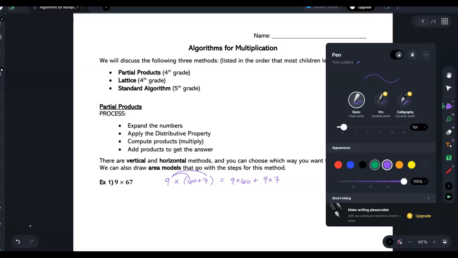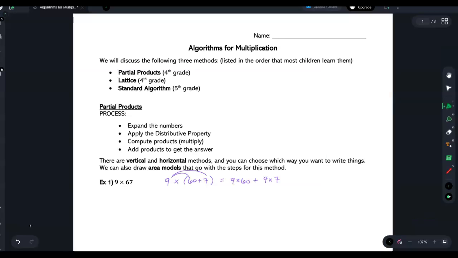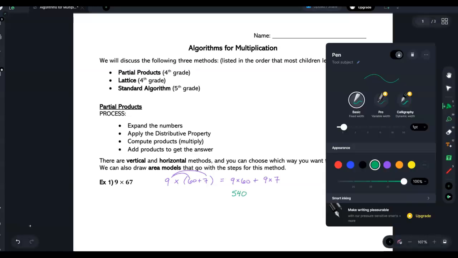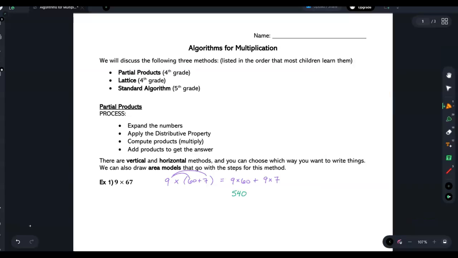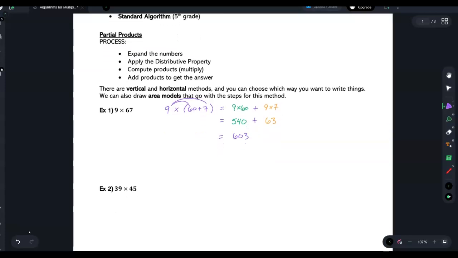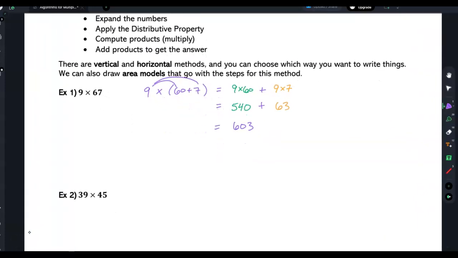So if I do 9 times 60, 9 times 6 is 54, so that means 9 times 60 would be 540. And then 9 times 7 is going to give me 63. And then we're just going to add those two things together. And in this case, I can see that I'm going to get 603. So I suppose I showed that somewhat vertically, but you could also just keep going and write it off to the side here. So that's our horizontal method.